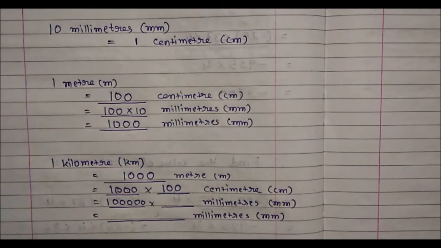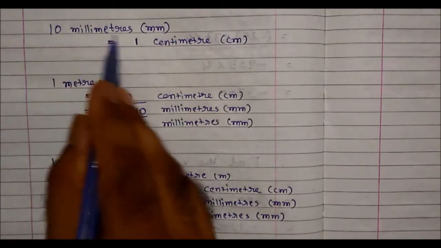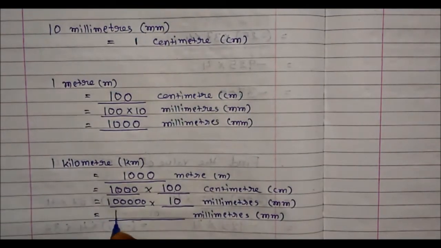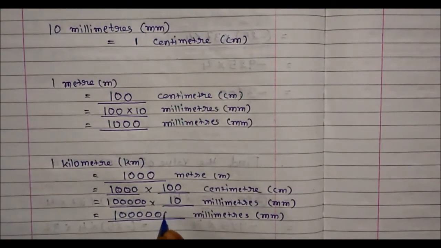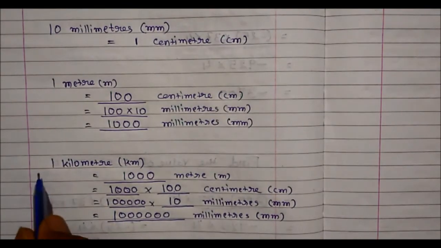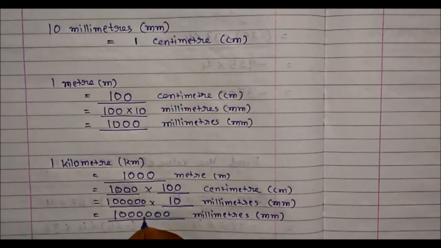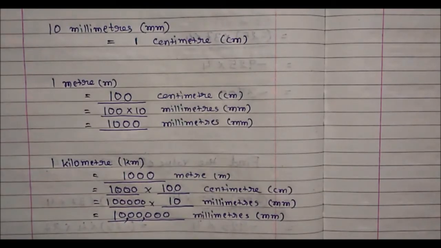Now let's convert into millimeters. So 10 millimeters is equal to 1 centimeter, so multiply by 10. 1 kilometer is equal to this many millimeters. 1 kilometer is equal to 10 lakh millimeters.